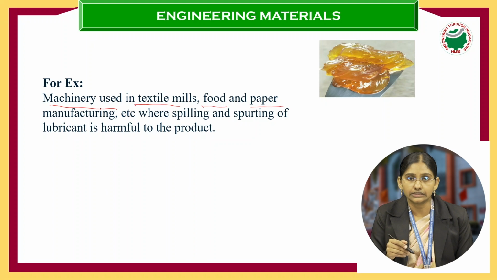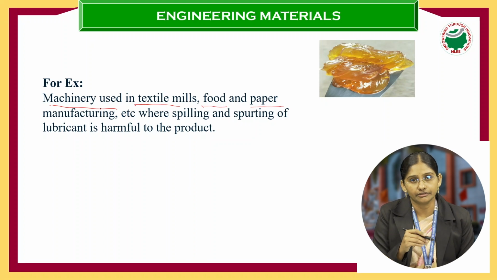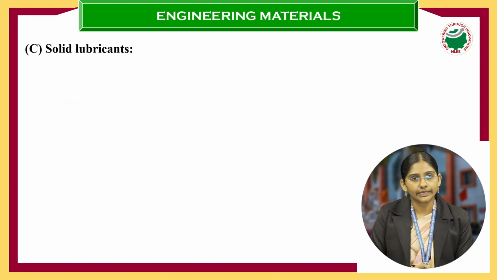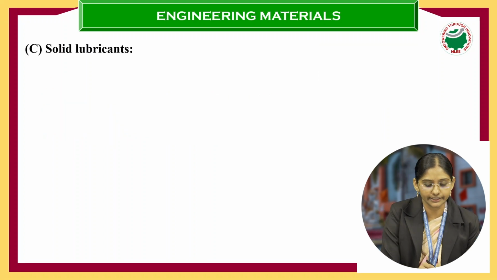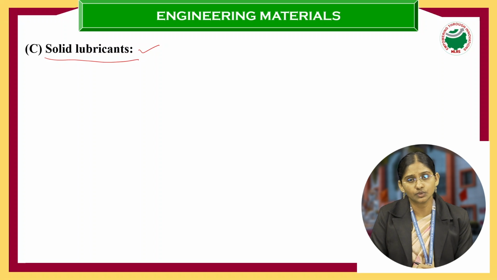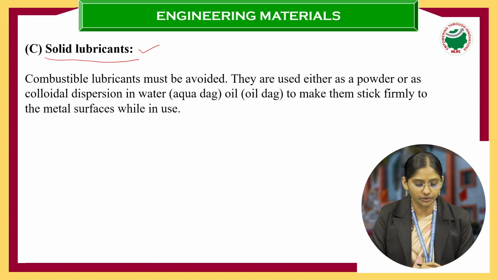That's why we are going to the semi-solid lubricant instead of liquid lubricants in these kinds of machinery. Now come to the third type of lubricants, that is the solid lubricants. See students, here the lubricants are classified into three types: liquid lubricants, then semi-solid, and then solid lubricants. Now we'll see what is meant by a solid lubricant.